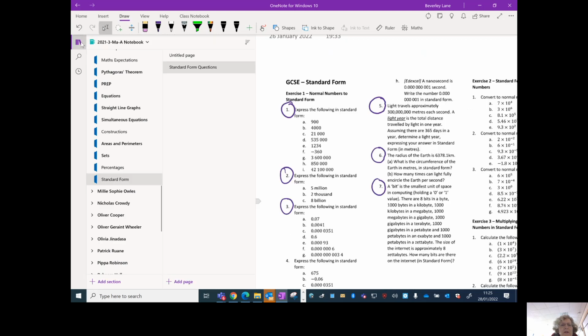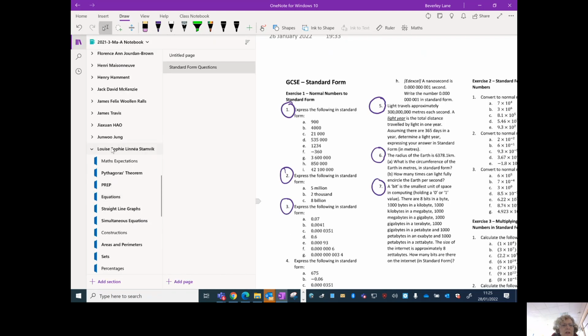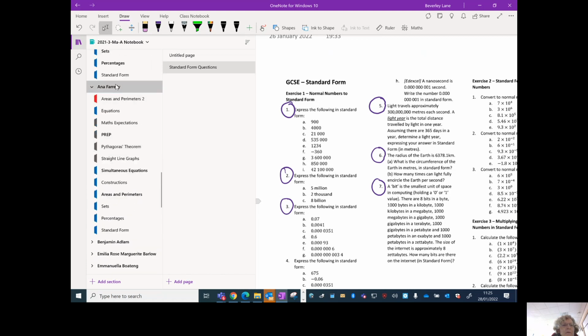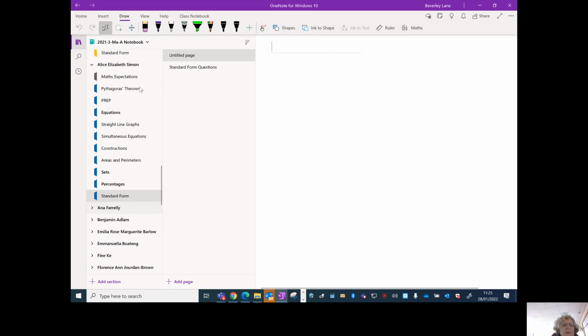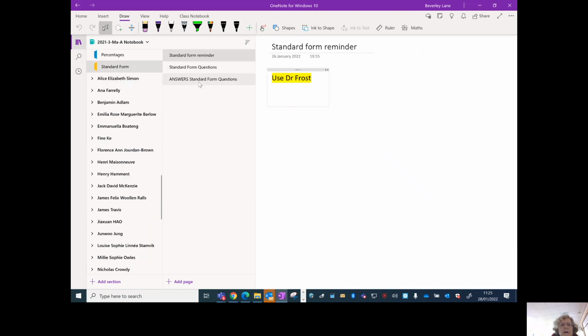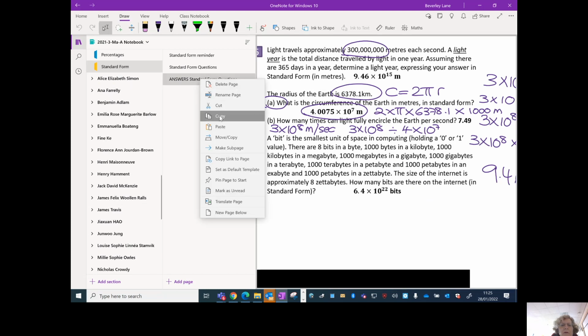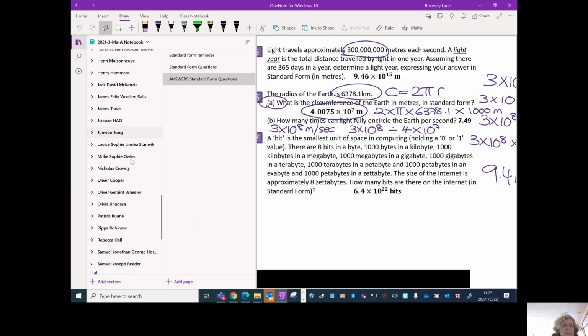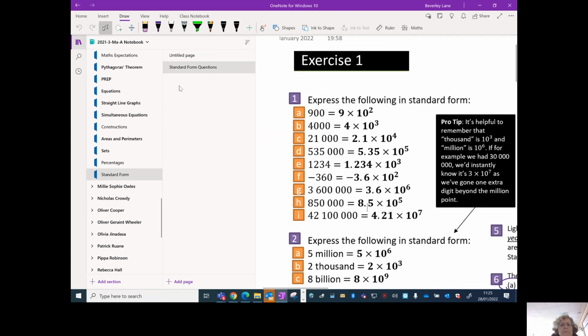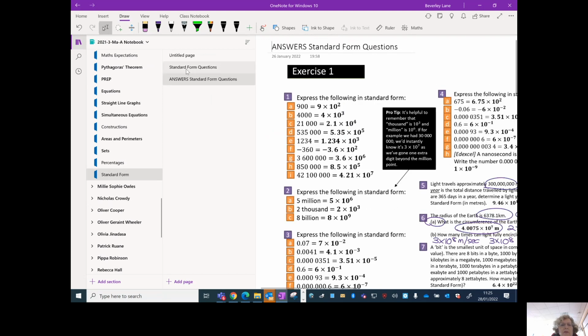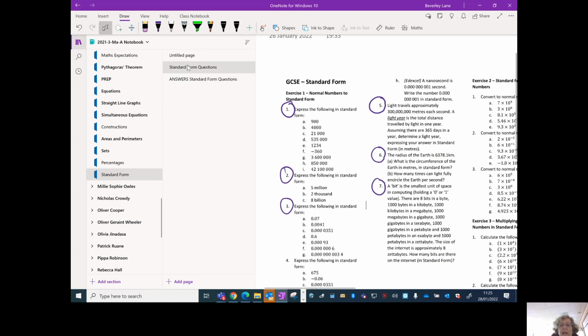What I will do now is share the answers with you so that you can check your own, because I read out the answers, but obviously you're not there. Here are the answers to the standard form questions, with some working as well. I will copy those and put them into your OneNote so you've got them. If you just do 1, 2, and 3, here are the answers so you can check your answers. But basically that's it.